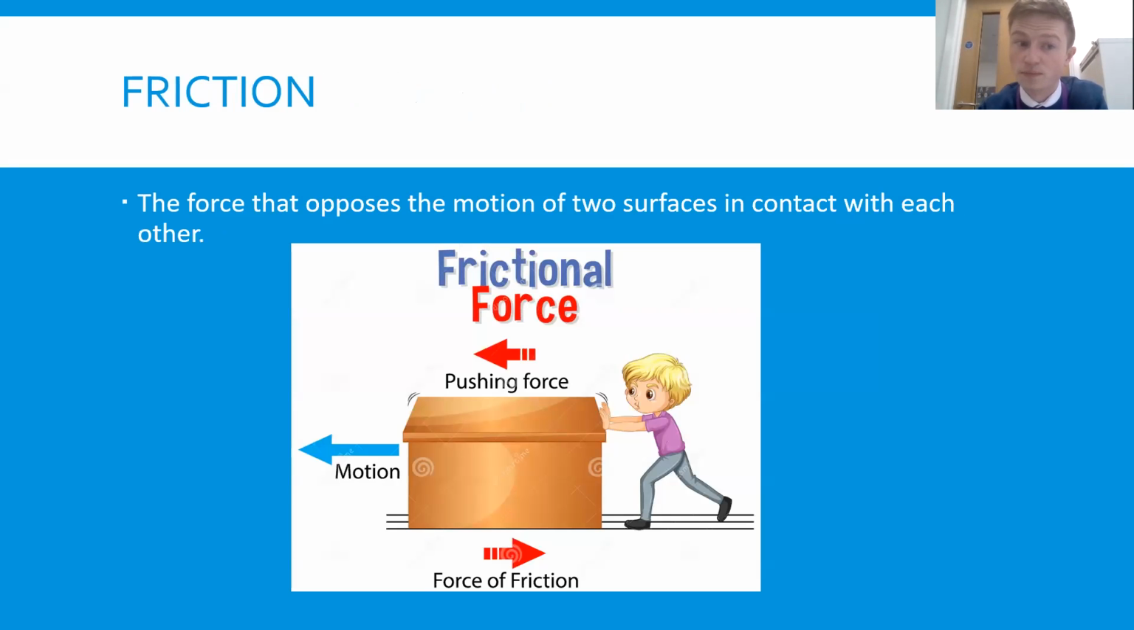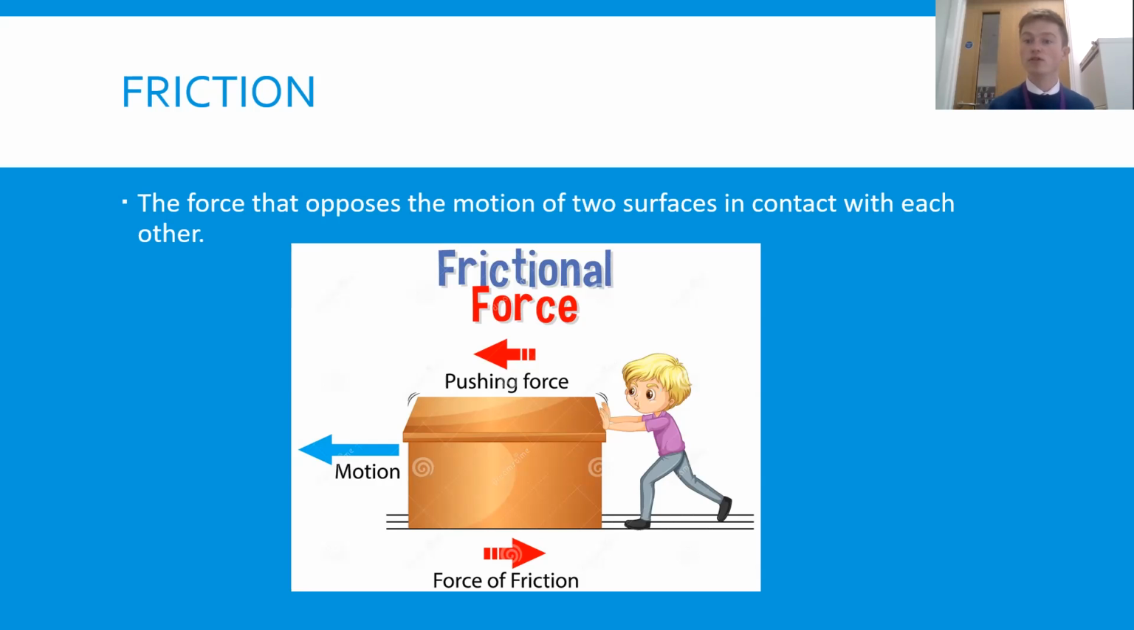Next one, friction. So friction is the force that opposes the motion of two surfaces in contact with each other. So here we can see someone pushing a box. Now, the pushing force, the motion, is going forward because the motion of it is the direction it's traveling in. So the motion is still going forward. However, the force that's working in opposition to that is called friction.